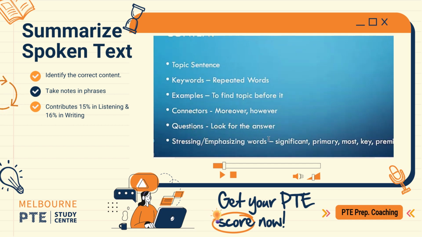And the other thing is stressing, emphasizing words. If you hear words like significant, primary, most, anything that stresses that something is important, those words are not important, the information about those words is important. Even if it's bad, like let's say the worst traffic in history is blah blah blah, that is still important because it's still stressing. All right, and then you gather those notes. Now you write down your notes and then you make a summary out of them.